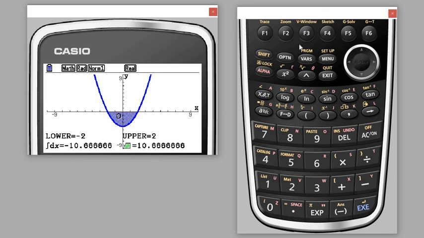So that is a couple of ways that we can use our calculator to find the area under the curve.